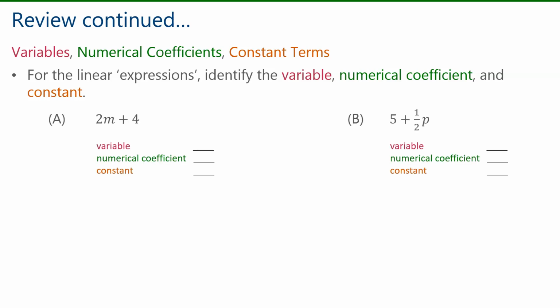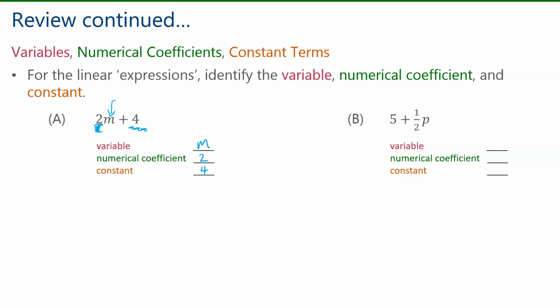So for 2m plus 4, the variable is m. The numerical coefficient, that's the number that comes directly in front of the variable. In this case, it's a 2. The constant term is what's off by itself, in this case after the addition sign, which would be a 4. It has no variable associated with it.